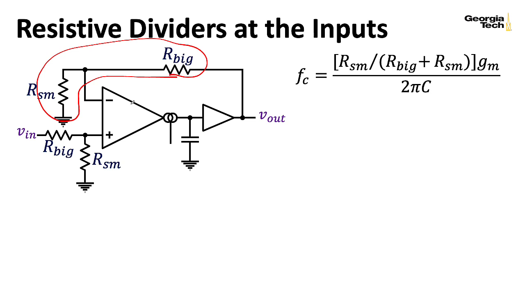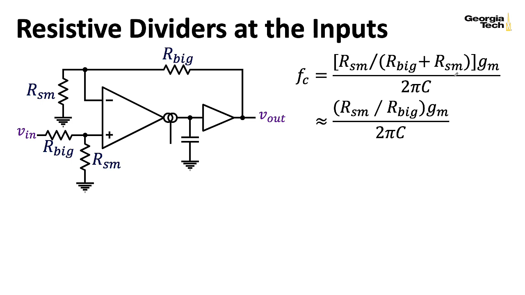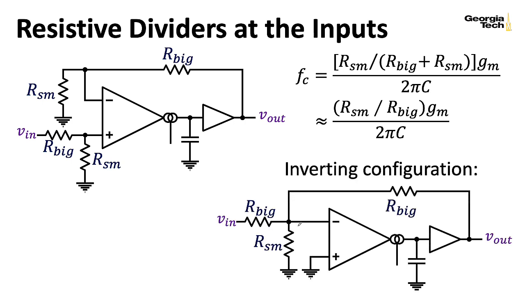So what is the total transconductance gain, including this resistive divider? Well, I would have R small over R small plus R big. That's just the standard resistor divider formula, times that transconductance. So this is like the transconductance gain of the whole thing, including those resistors. And of course, it's often convenient to approximate R big plus R small as being R big, and we have this nice convenient formula.